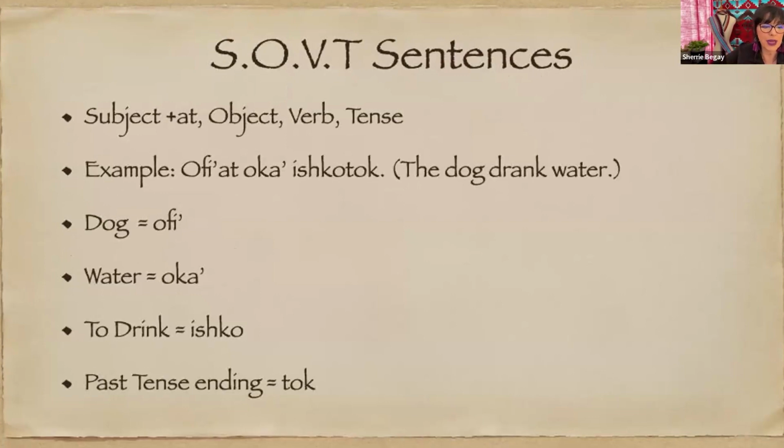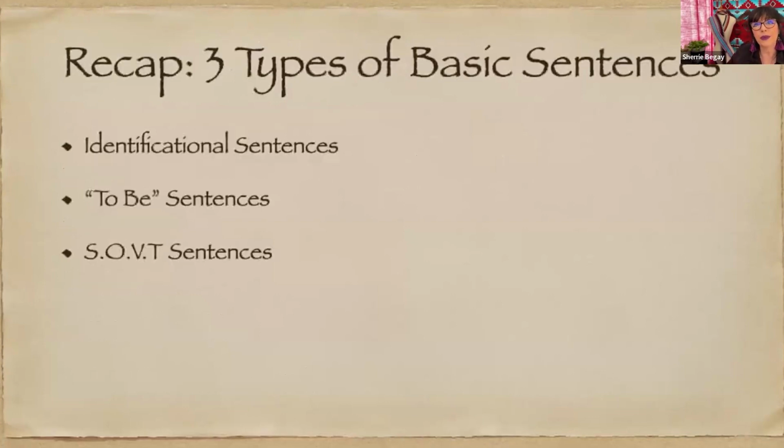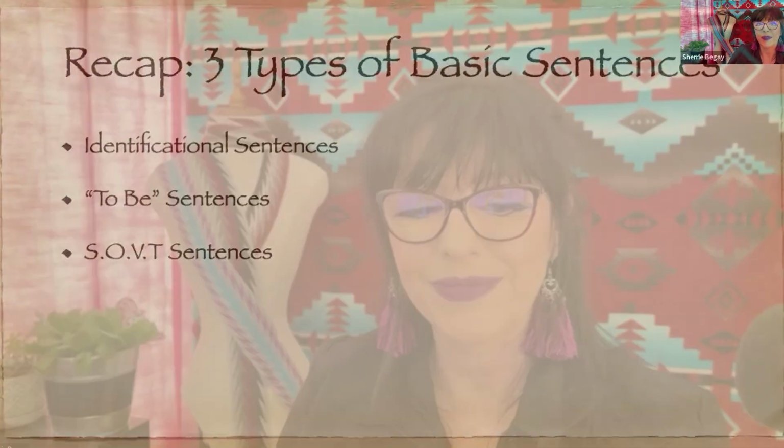Let's do a quick recap. We've covered 3 types of basic sentences today. Identificational sentences, like the word dog, ofi, would mean it's a dog, he's a dog, she's a dog, it's a dog. To be sentences, which would be like chopotat chikasha, the child is Chickasaw. And SOVT sentences where we have a subject, an object, a verb, and a tense, like Ofiat oka ishkotok, the dog drank the water.